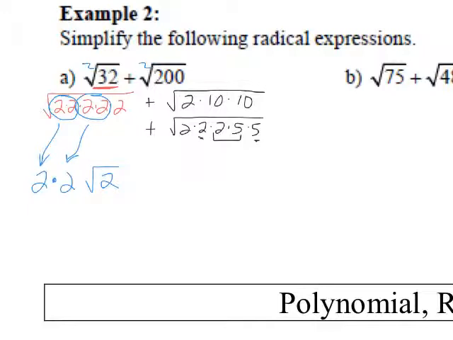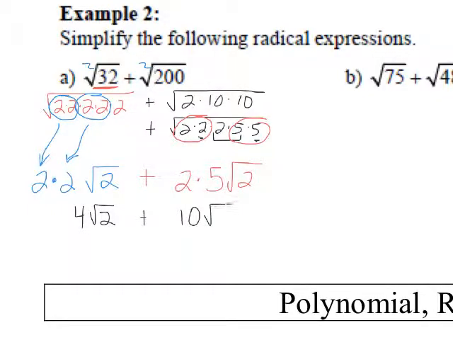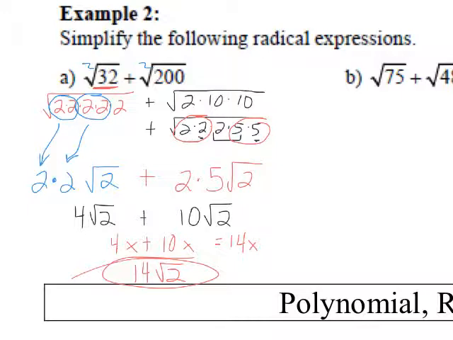We can do the same thing with the 200. We're able to pull out a pair of 2's, we're able to pull out a pair of 5s, and we're left with the 2 by itself under the radical. So at this point, then we can simplify each piece. 2 times 2 is 4, so 4 root 2. 2 times 5 is 10, so 10 root 2. And now we can add them. Just like 4x plus 10x is 14x, 4 root 2 plus 10 root 2 is 14 root 2. So there we get our final answer. This was just kind of a placeholder to demonstrate the property that was being used.